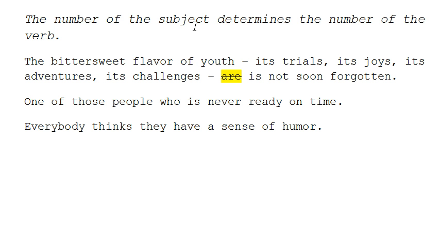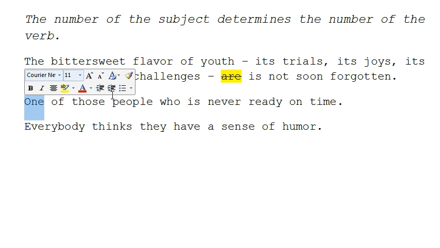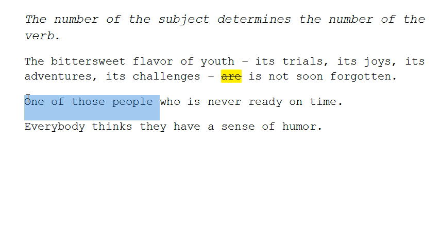Another source of confusion is with the phrase one of the. Whenever we use the phrase one of the, even though one may seem to be singular, because we're saying one of those people, we're actually referring to maybe a number of people or a group of people. He is or she is one of those people.